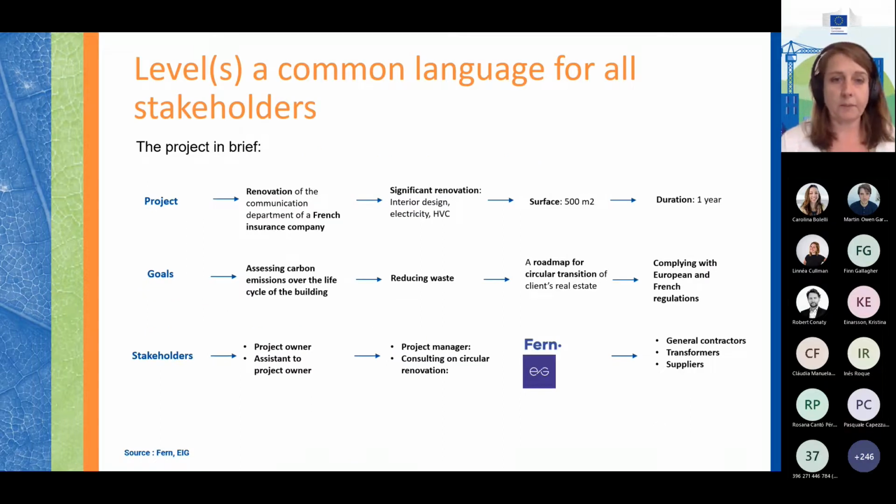Thank you. So as I mentioned, it's a renovation project that we carried out for a French insurance company. It was a major renovation because we addressed interior design, electricity, heating, ventilation, and climatization. The surface of this project was 500 square meters, and the project lasted for 1 year. I think it's really important to explain to the audience why we decided to choose and to use Levels on this project. Clearly, for the insurance company and the client, it was the first step in the implementation of a circular transition for a real estate asset.